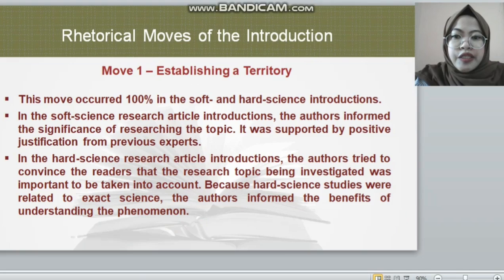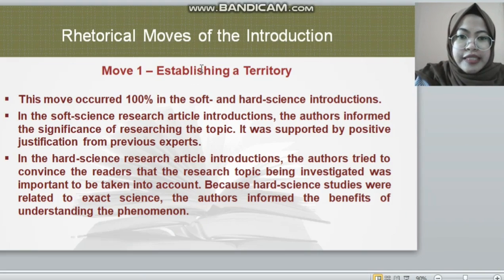Alright, let's continue with the further explanation about the moves. For move 1, or establishing a territory, this move occurred 100%, in both soft and hard science introductions. In the soft science research article introductions, the authors inform the significance of researching the topic, and it was supported by positive justification from previous experts. In the hard science research article introductions, the authors tried to convince the readers that the research topic being investigated was important to take into account, because hard science studies were related to exact science. It's different with the soft science. The authors informed the benefits of understanding the phenomenon, so that's the difference.